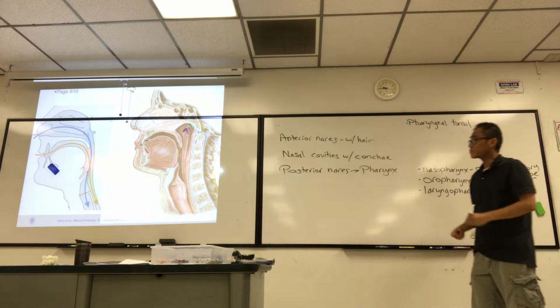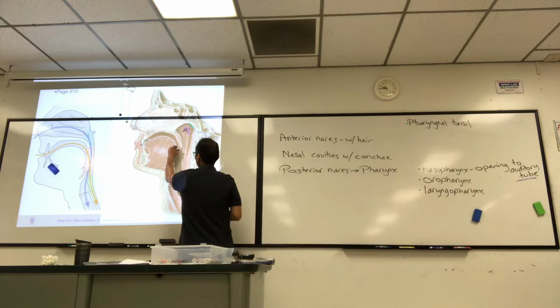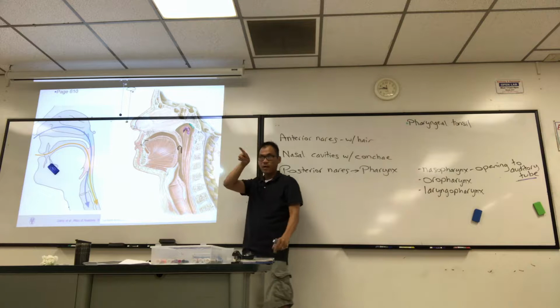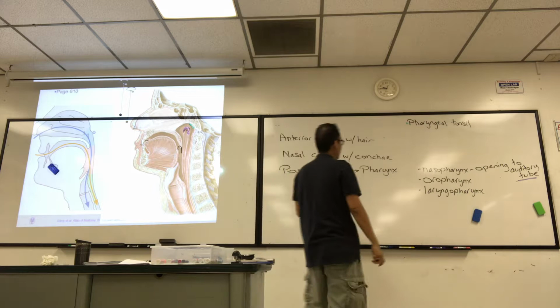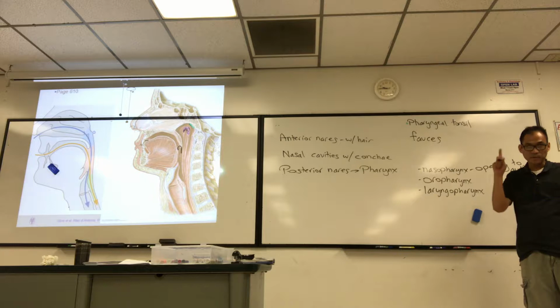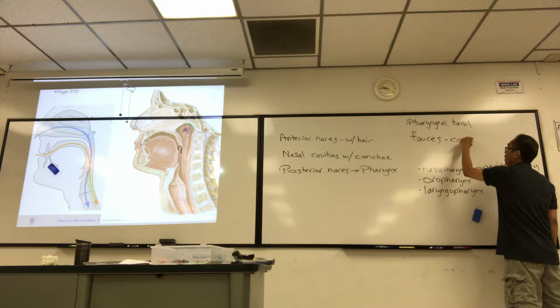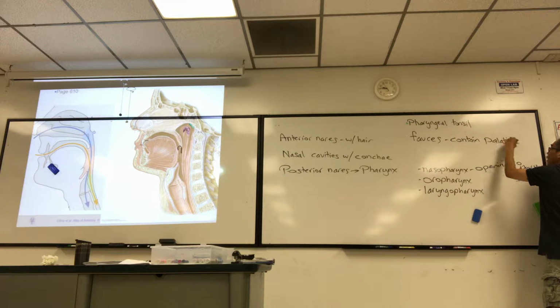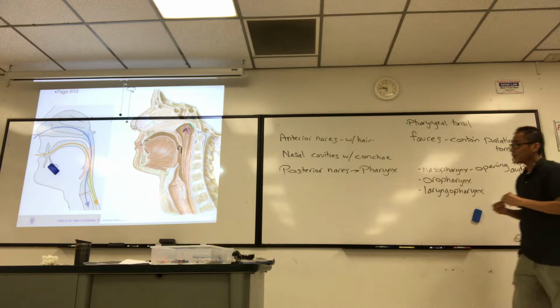See this little arch of tissue, like when you look at the back of someone's mouth, you see that arch. It's a double fold there. They call that the fauces. Write that on the board. Well, anyways, the fauces, spelled F-A-U-C-E-S, contains the palatine tonsil. Those are usually the ones that are removed in a tonsillectomy. So if you look inside there, there's a little mass of tissue right in there.